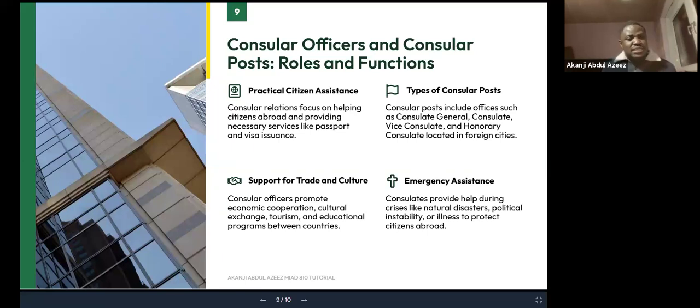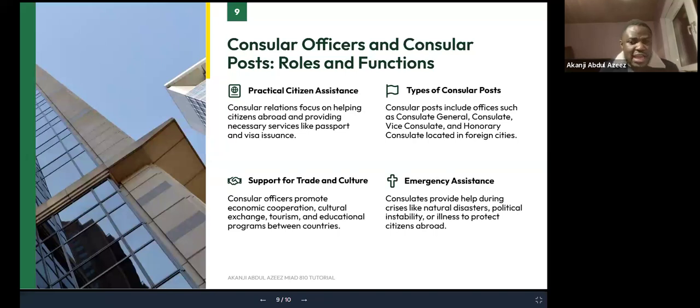The number two function is the issuance of passports and visas. Understand? I didn't explain that one well in my slide here. The consular officers issue passports to their citizens and visas to foreign visitors that want to visit our country. This helps to regulate travel between countries.